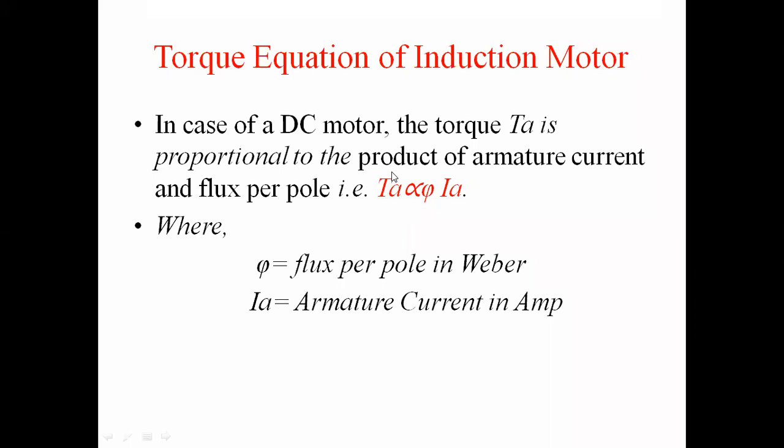So in case of a DC motor, the torque Ta is proportional to the product of armature current and the flux per pole.